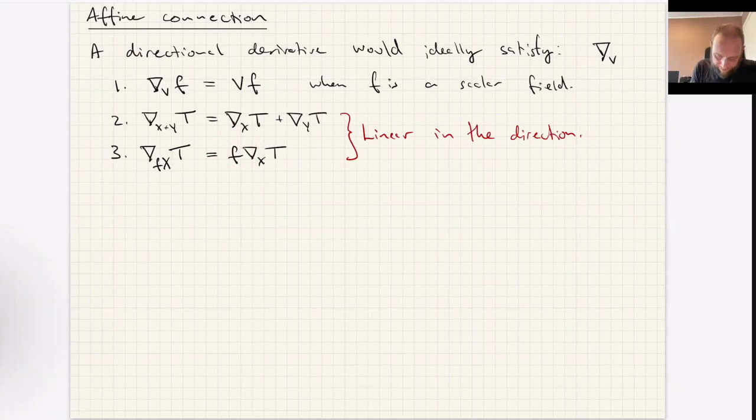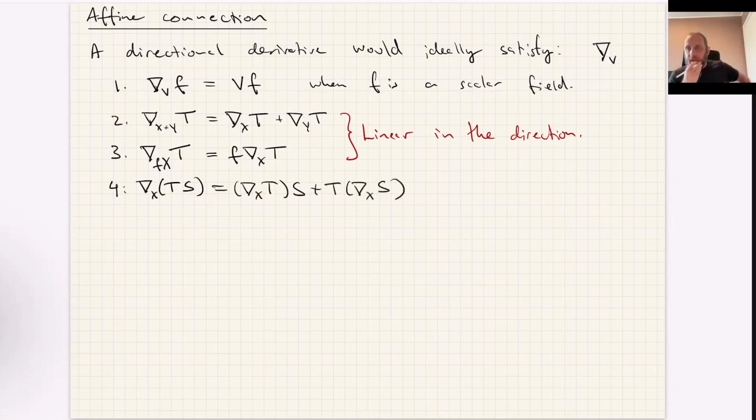And finally, the fourth requirement is that I should satisfy the product rule of derivatives. So if I take the product of tensors T and S, what I should get out of that is just the product rule: the derivative acting on T times S plus T times the derivative acting on S. This is just the product rule.